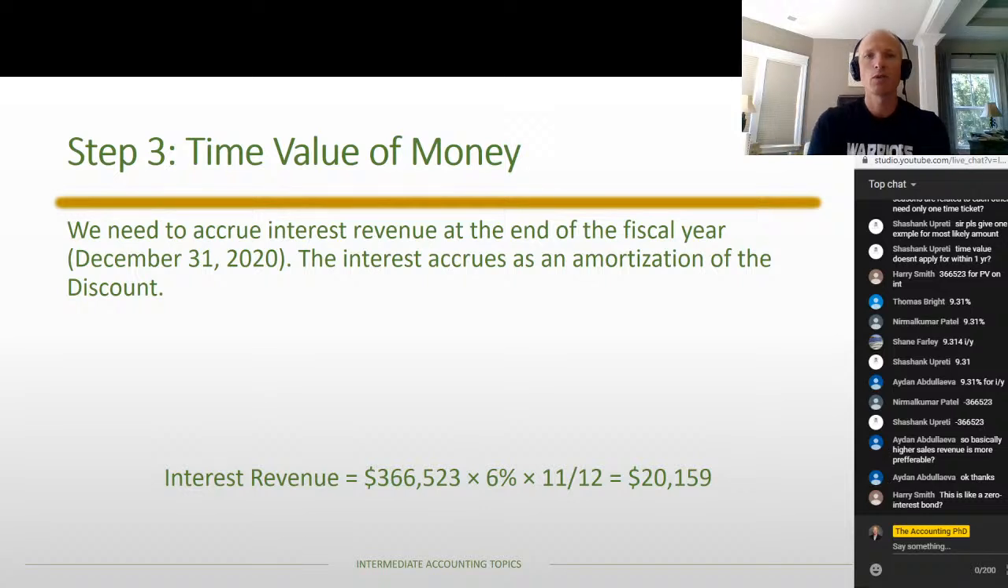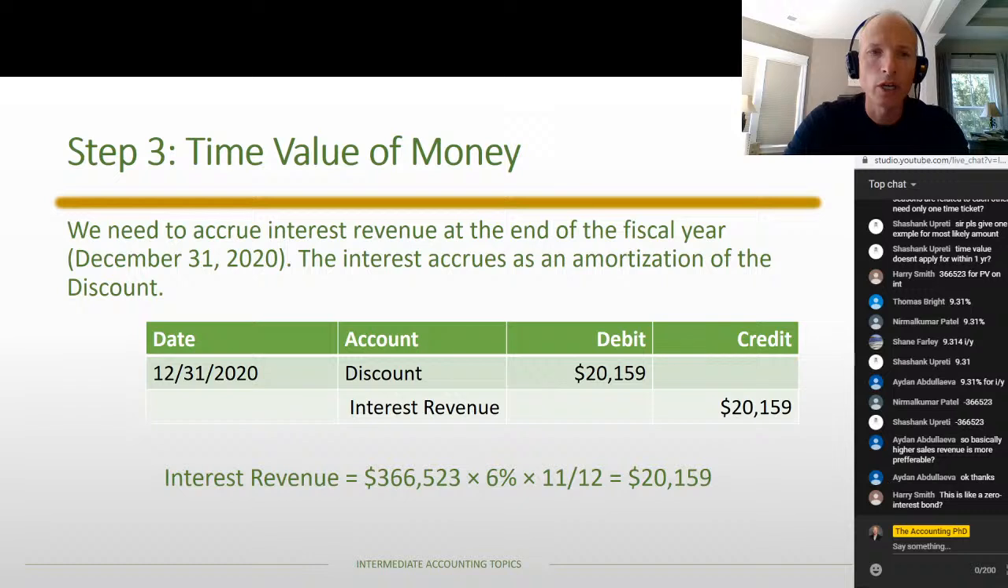The reason why is because, of course, we signed this on February 1st, and between February 1st and December 31st, it's 11 months. And so we recognize 11/12 of that interest revenue for a total of $20,159. Therefore our journal entry is an amortization of that discount, which is the debit, and a credit to our interest revenue. Now I will say some students will be tempted.